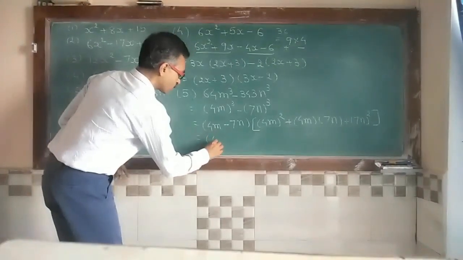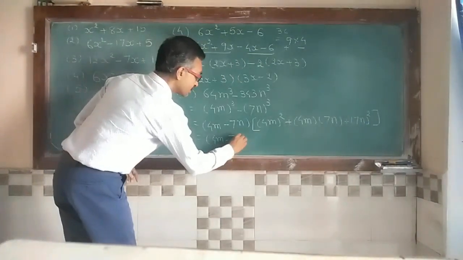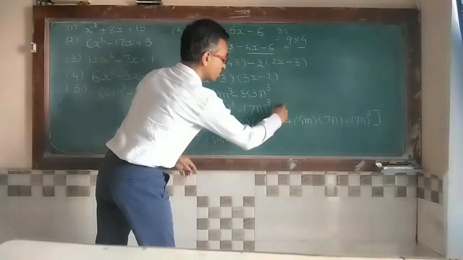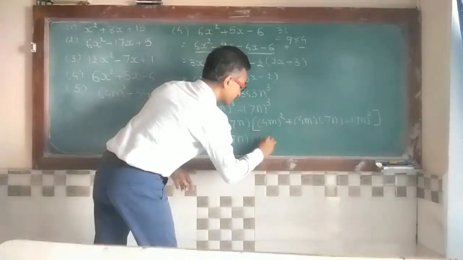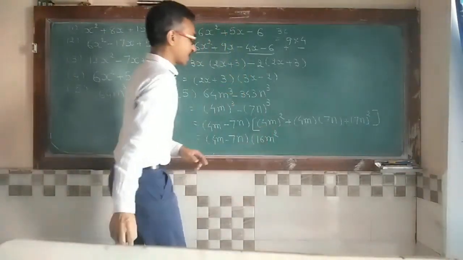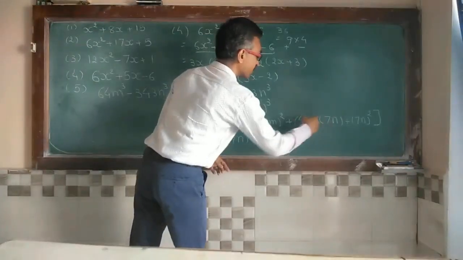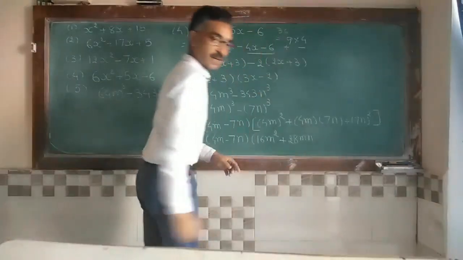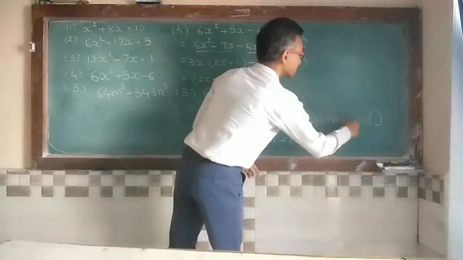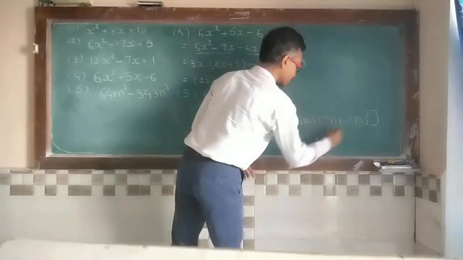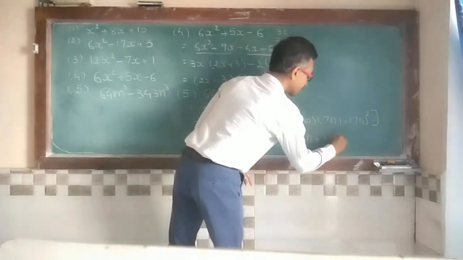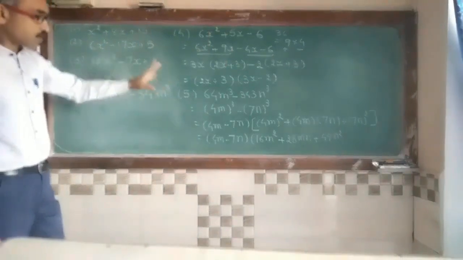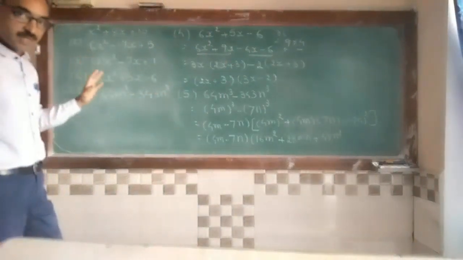Okay, so 4m minus 7n into 4m whole raised to square, that means 16m square, plus 7 4s are 28 mn, plus 7n whole raised to square. So 7 square is 49 and n square. So this is the answer of this polynomial. Okay.